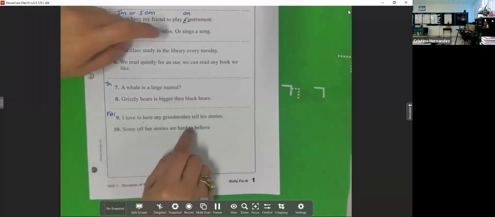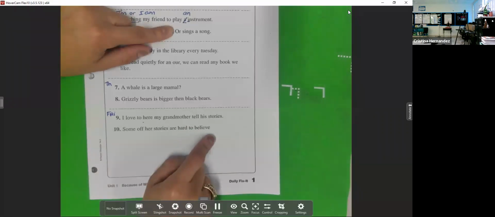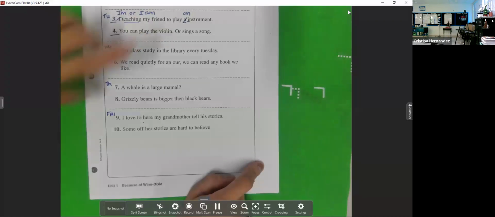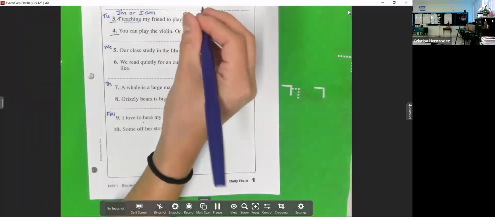But let's look behind here. Is this a complete sentence? Or sings a song. Is that a complete sentence? No. So can we have that sentence stand alone by itself? Or should we make that a comma? Nope, you don't need a comma.